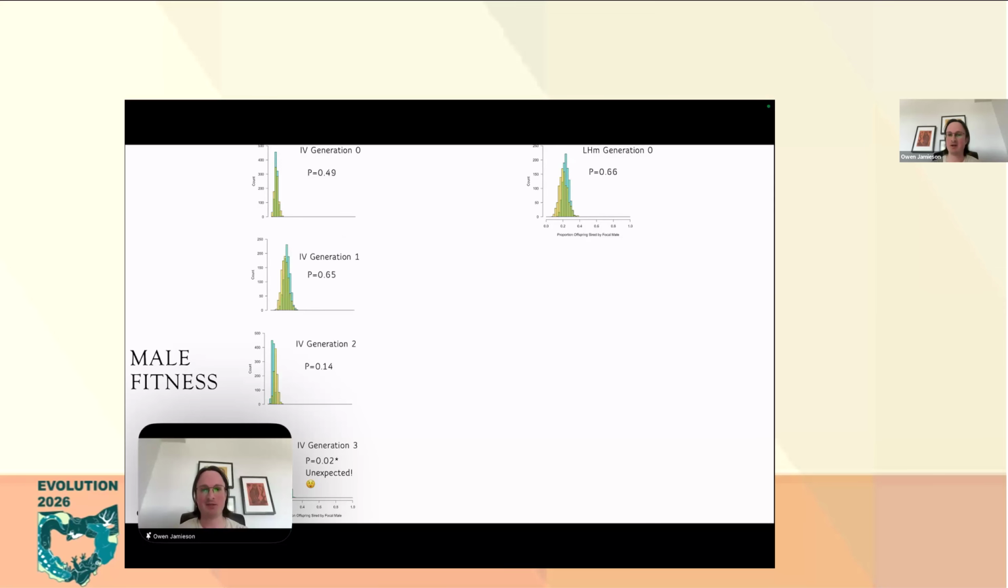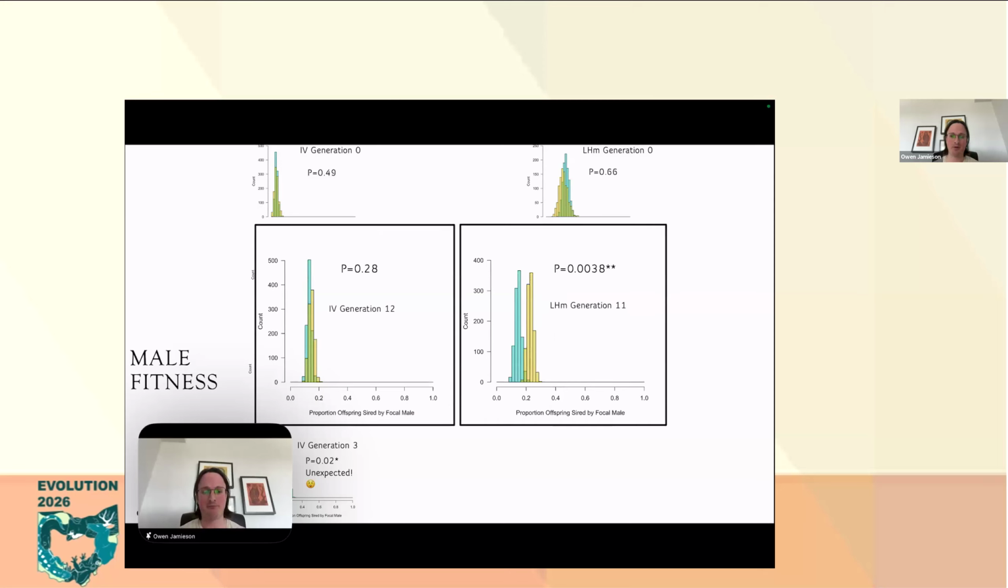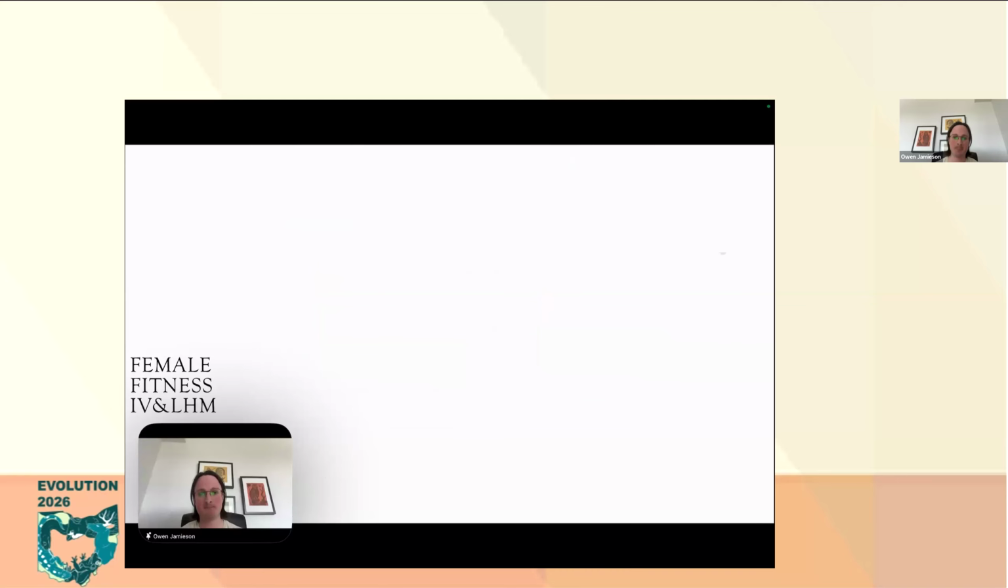So you can see here, we have this not huge difference in IV males, and then unexpectedly, the control males did better in the 3rd generation. LHMs, the experimental males are trending towards being better. And then 5 or 6 generations later, we did this again, and we saw that IV were pretty equal, but the LHM experimental males were actually a bit more fit than the controls.